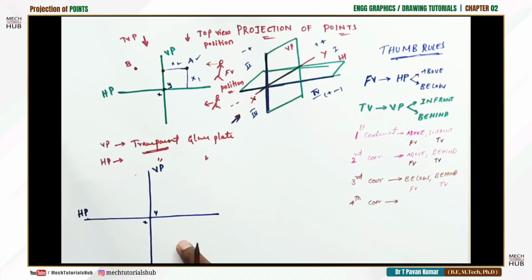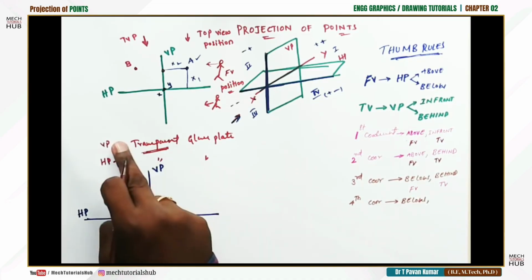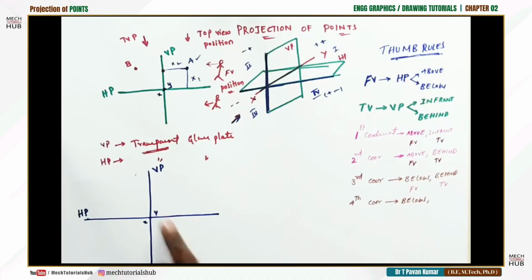Similarly, fourth quadrant, you can talk about horizontal plane, below, then change your position to the top. So if you are dealing with fourth quadrant, it is below and in front. So below is justified from front view and in front is justified from top view. This is also more important.